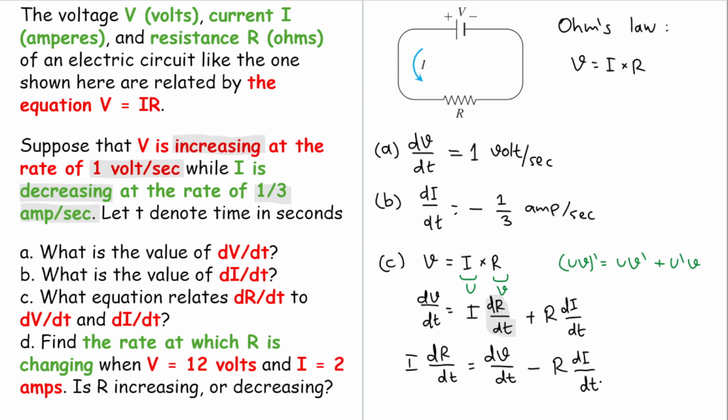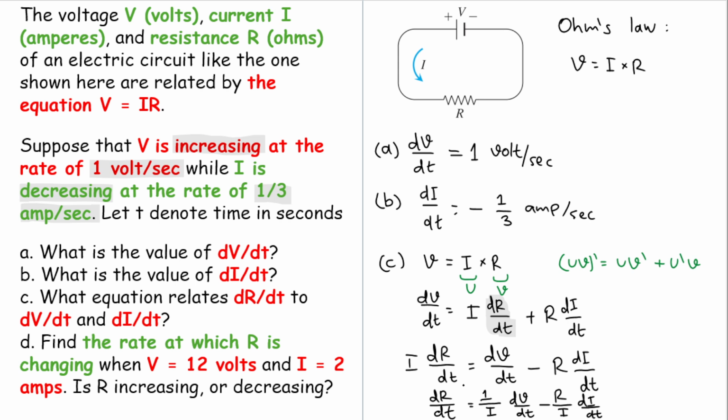Good. And then what else can we do? We can divide both sides by I. So dR/dt is equal to 1 over I multiplied by dV/dt, and then minus R divided by I multiplied by dI/dt. And that is the relationship. So this is the formula for dR/dt.